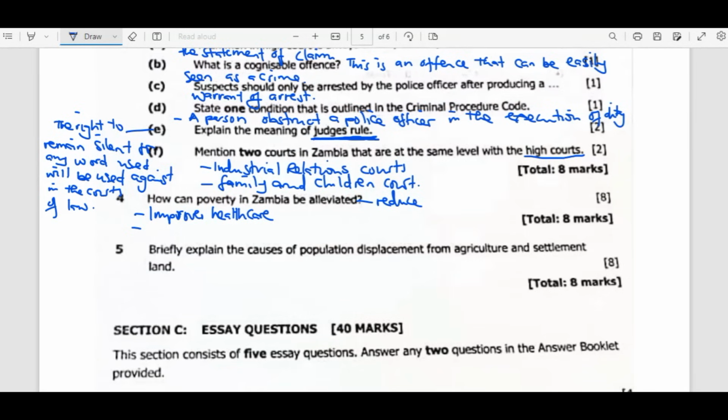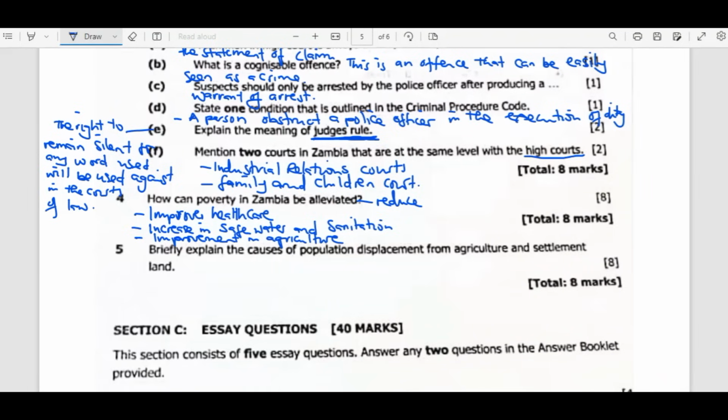The other one is increase. There must be an increase in safe water and sanitation. Apart from that, we can put across another one: improvement in agriculture.